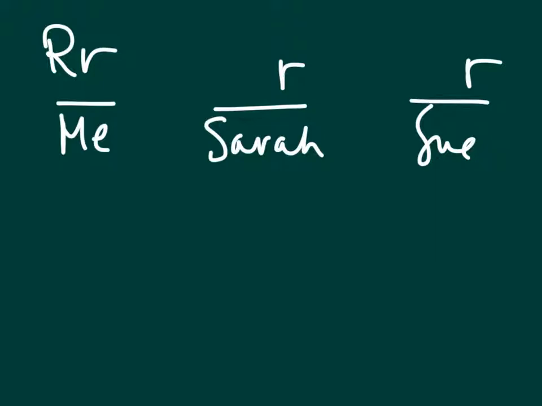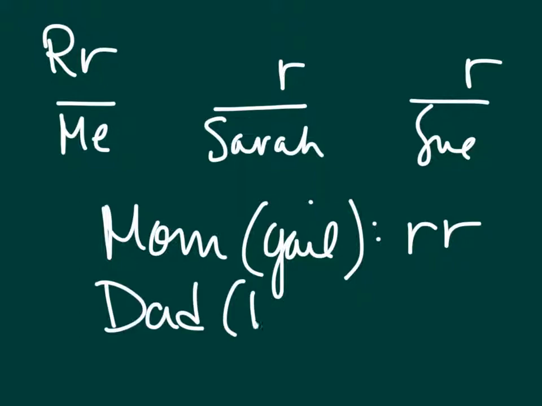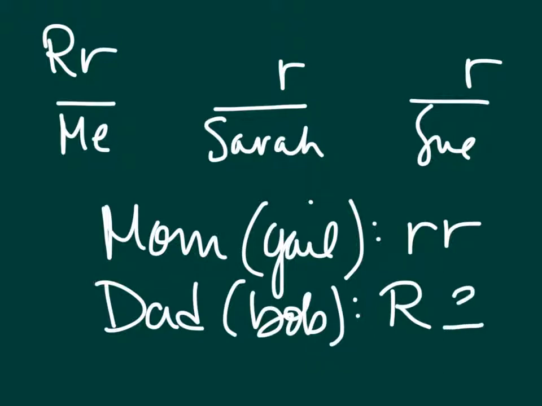I know for sure they have a little r. Why? Because mom only has two small r's. That's all she had to give us. As opposed to dad, Bob. We don't know what his other one is, do we?